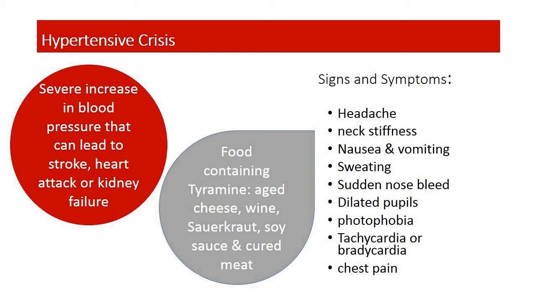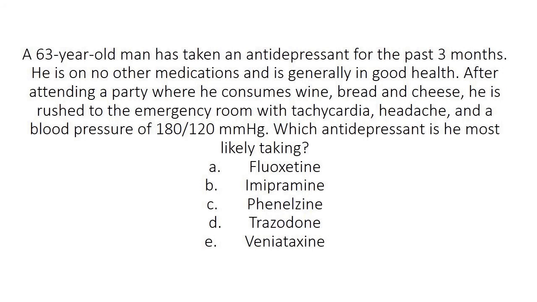And now we're going to take a look at a hypertensive crisis case. A 63-year-old man has taken an antidepressant for the past 3 months. He is on no other medications and is generally in good health. After attending a party where he consumes wine, bread, and cheese, he is rushed to the emergency room with tachycardia, headache, and a blood pressure of 180 over 120 millimeters of mercury. Which antidepressant is he most likely taking?